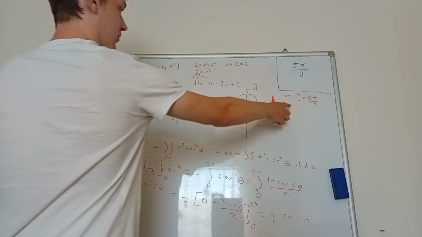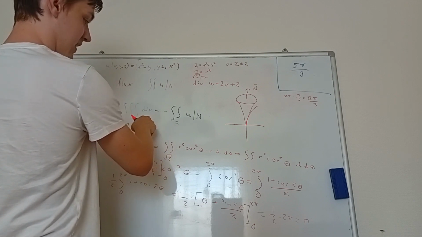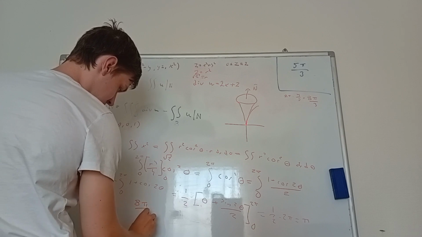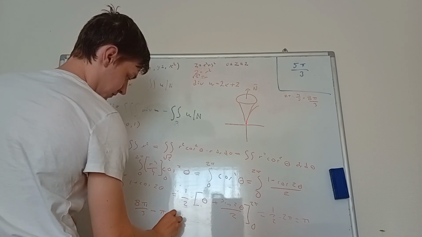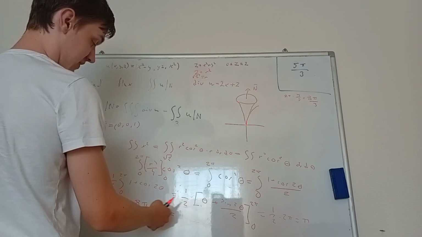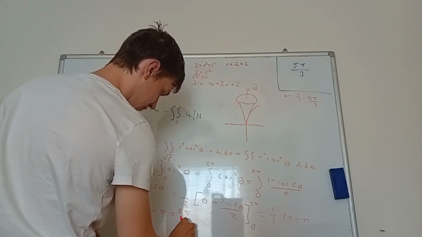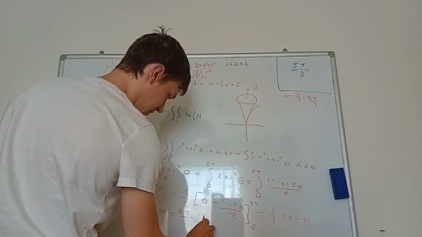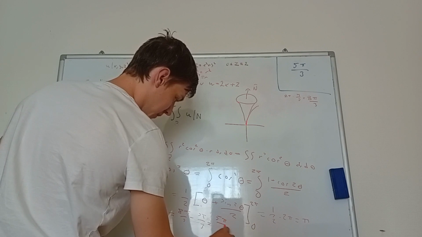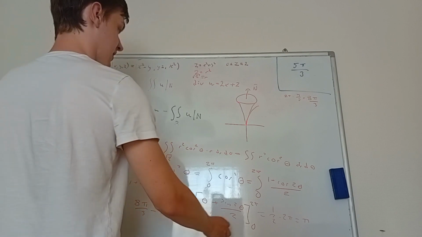Alright, and since we had 8 pi over 3 from divergence, we have 8 pi over 3 minus pi. And if you change that into a fraction, you get 3 pi over 3. And when you have 8 pi over 3 minus 3 pi over 3, which is 5 pi over 3, which is the correct answer.